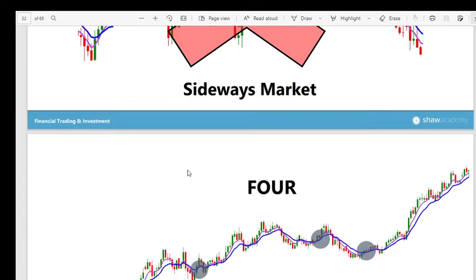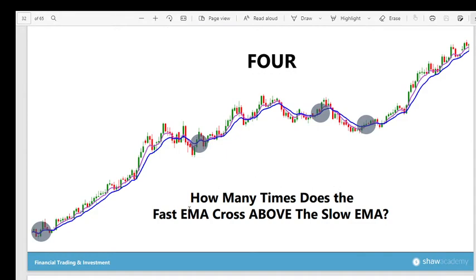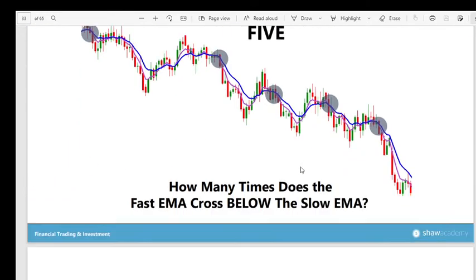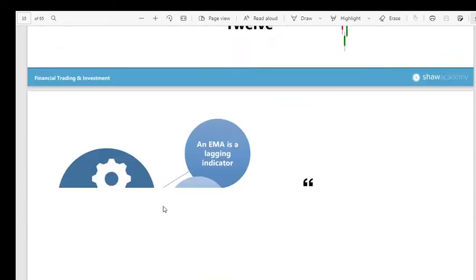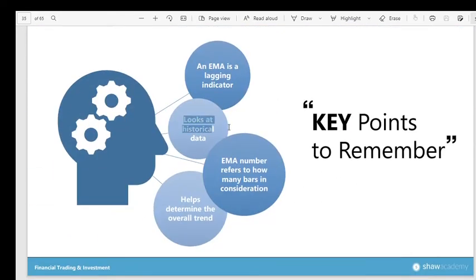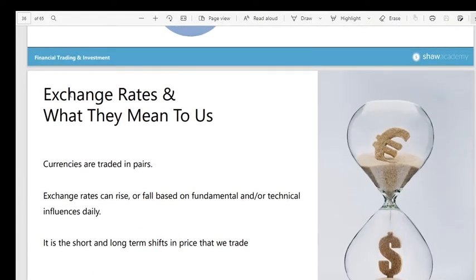Is there a clear trend for a rising fast EMA? Keep looking at historical data. The EMA number refers to how many bars help determine the overall trend, and the EMA is a lagging indicator.